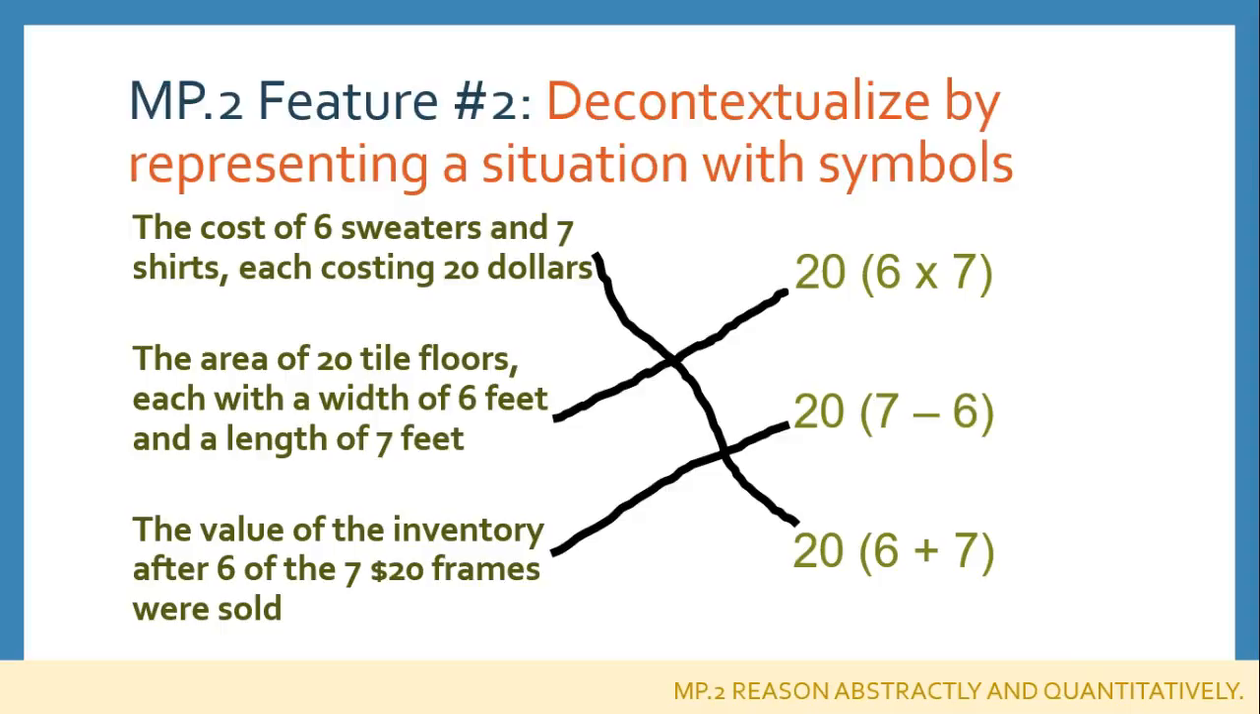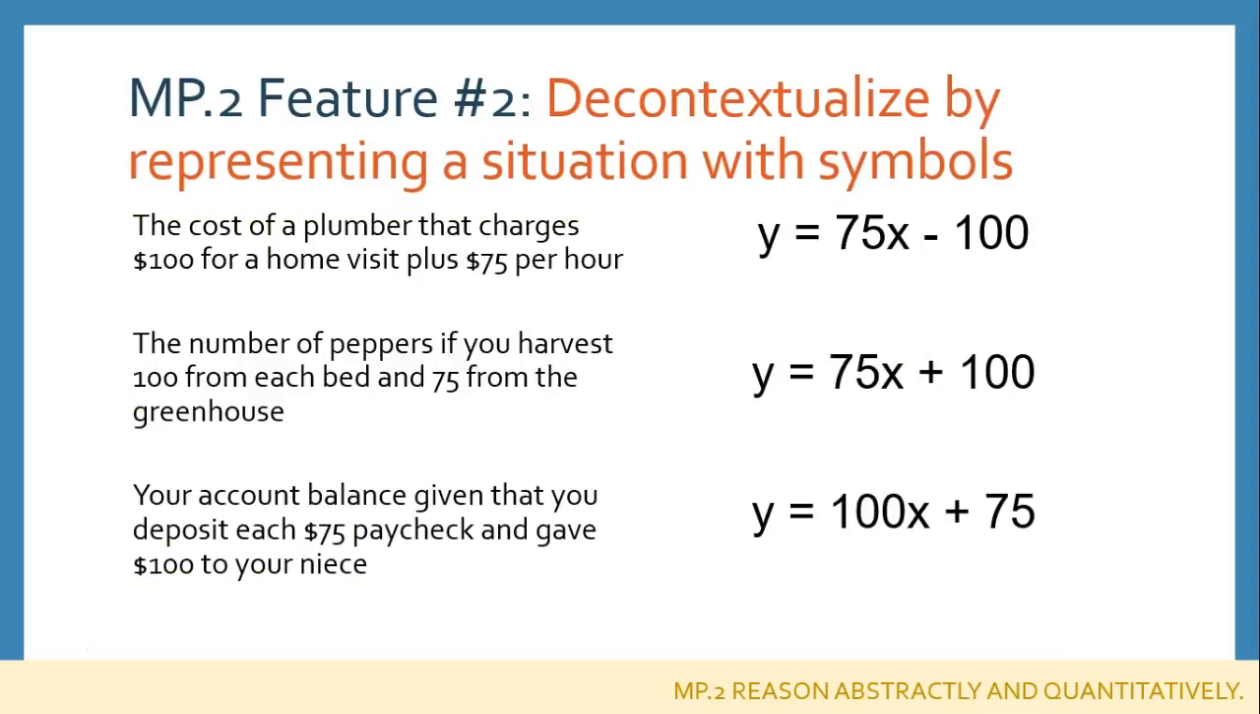At a higher level, you could ask your students to match a linear equation to a given scenario. The cost of a plumber that charges $100 for a home visit plus $75 per hour matches y equals 75x plus 100, with x representing the number of hours. The number of peppers, if you harvest 100 from each bed and 75 from the greenhouse, matches y equals 100x plus 75, with x representing the number of garden beds.